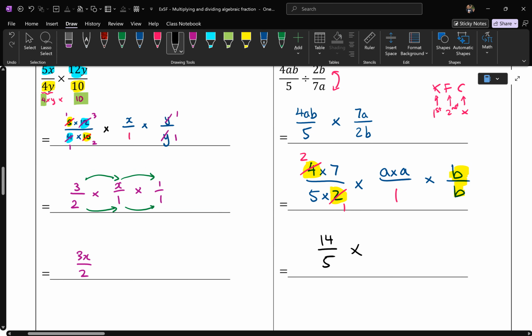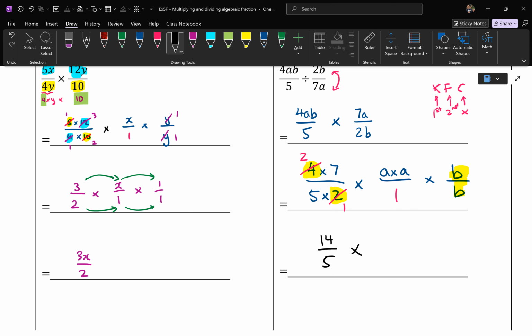Just for numbers only, it's 14 on 5. Times a times a. What's a shorter way of writing that? A squared. A squared. Very good. You guys didn't make the mistake of saying 2a. It's a squared. So a squared over 1. But then we also know b divided by b is equal to 1. So it's 1 over 1.